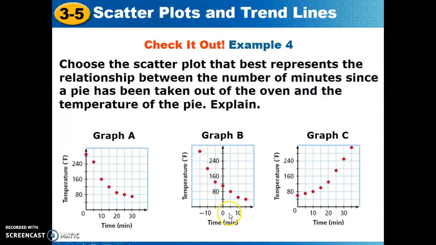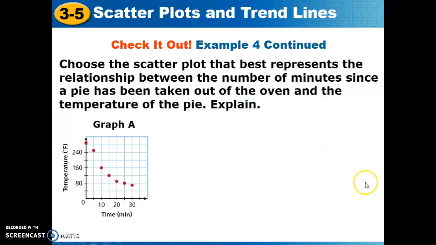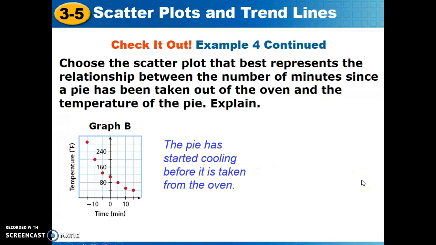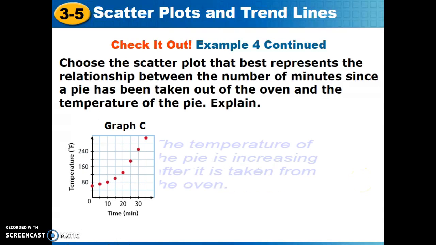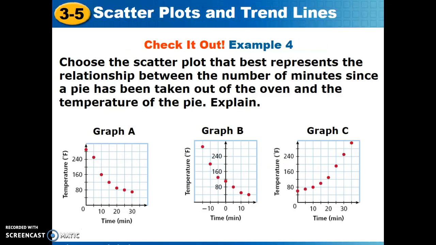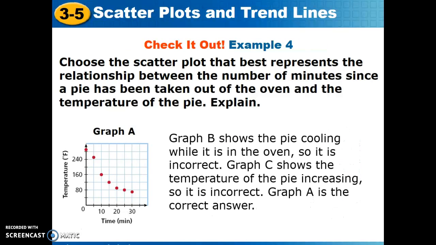We don't know about negative time. We can't time travel. So this graph makes no sense. We can't go back in time to before we put the pie in the oven or when we took it out. And this graph says, as time increases, the temperature of the pie is increasing. Well, it says we've taken it out of the oven. The pie should not be getting hotter. Graph A is the only one that makes sense. There you go. That was Check It Out example 4.